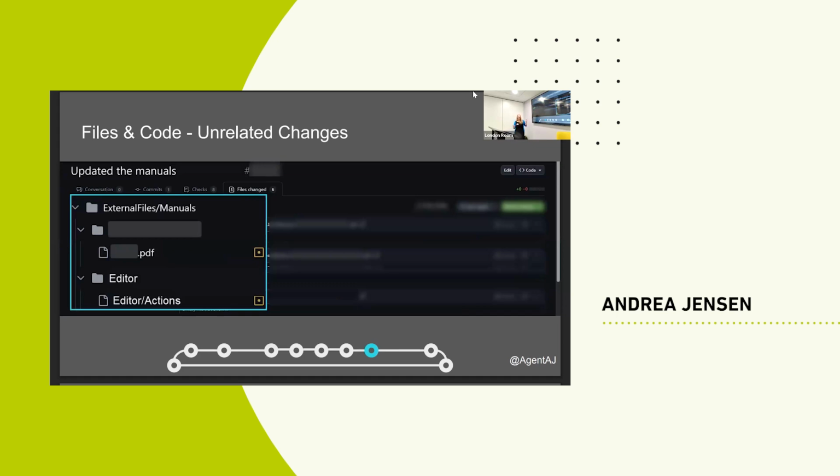So you may have user guides included, and you update them here. That's a PDF, and that looks all good. But I also see here that the editor has been changed. And the editor in this instance is a part of the UI in the program, in the application. That feels a bit unrelated. And from my experience working with the product, I know this is totally unrelated.